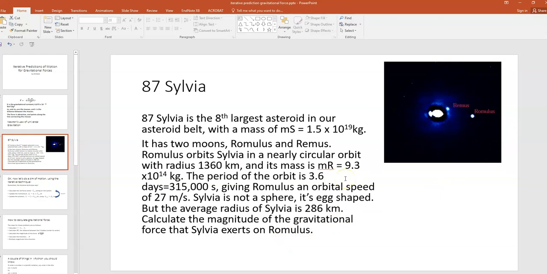But bear in mind that in VPython code, it would not be too hard to add in extra bodies and then calculate the total force. We're going to do those kinds of things in future assignments. But let's start with something simple for today. So we'll just pretend that it's Sylvia and Romulus and that's it.